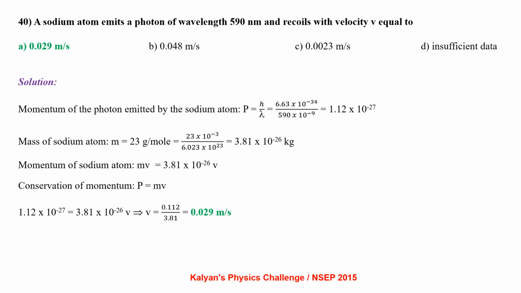Momentum of the sodium atom is m into v, 3.81 into 10 power minus 26 v. Applying conservation of momentum, 1.12 into 10 power minus 27 equals 3.81 into 10 power minus 26 v, from where we have v equals 0.029 meter per second.